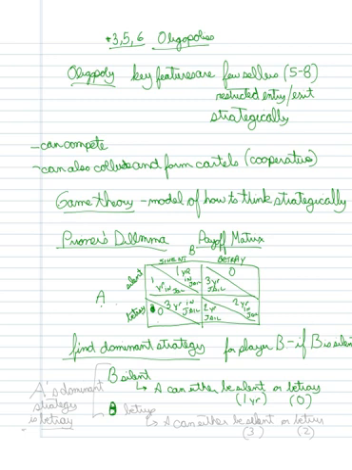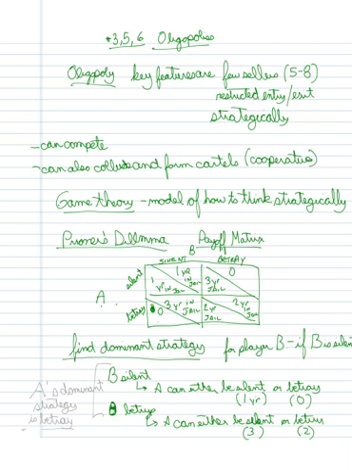If B betrays, A can either be silent, and if A is silent, they would spend 3 years in jail, or if A betrayed, they would spend 2 years in jail. So, where do they face an incentive? If B is silent, A will betray, right? Because that's the least jail time. If B betrays, A will also betray, 2 years less than 3.